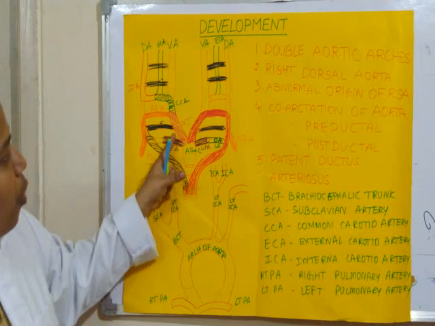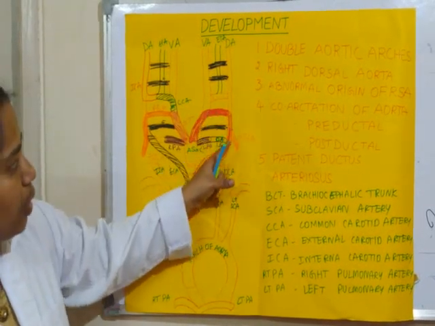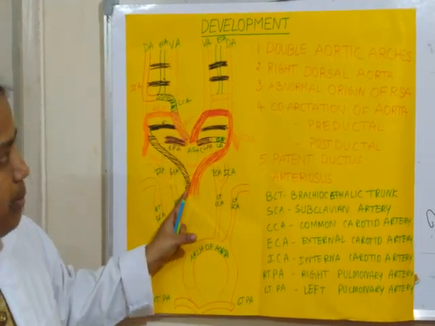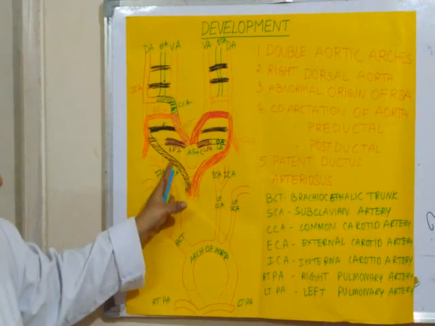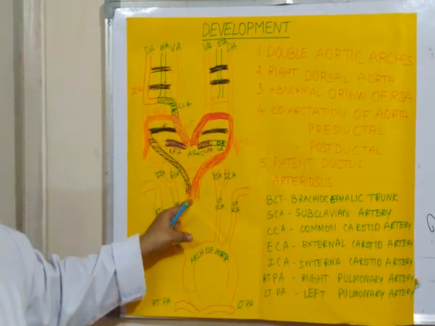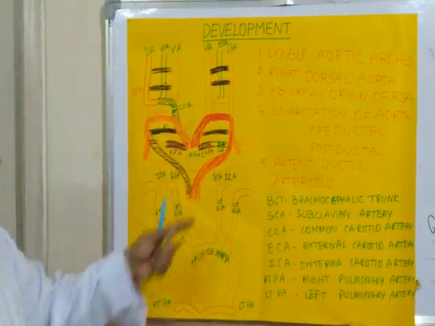In spite of obliteration of the dorsal aorta on the left side, the left dorsal aorta is obliterated and the right dorsal aorta is remaining. So this is functioning and this is obliterated. Then it is called right dorsal aorta. Then the third one is abnormal origin of right subclavian artery.